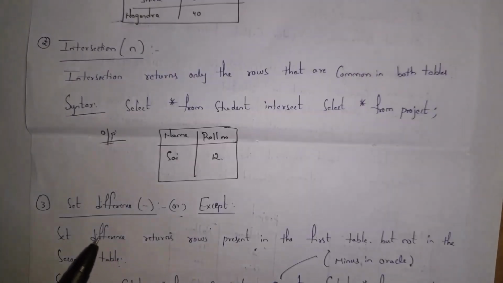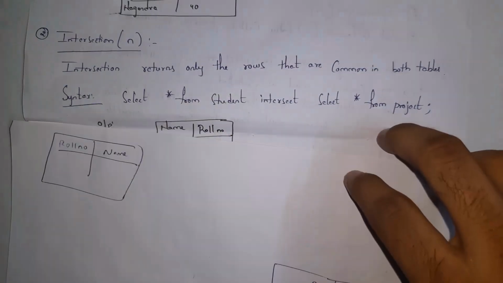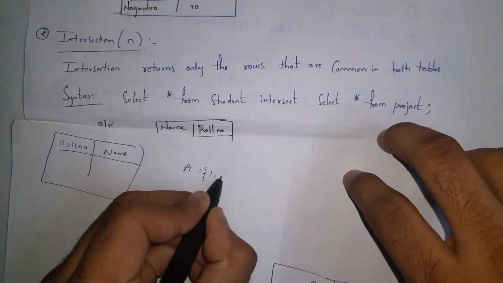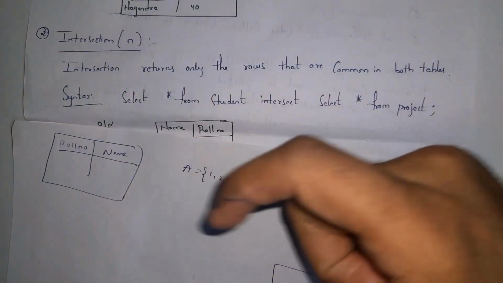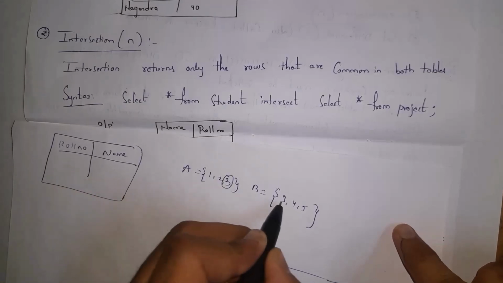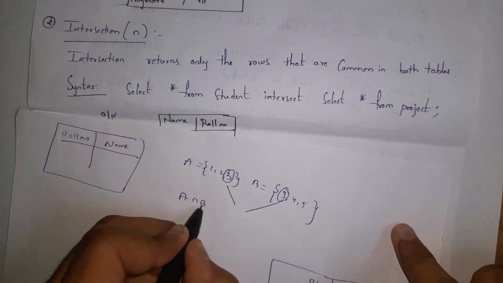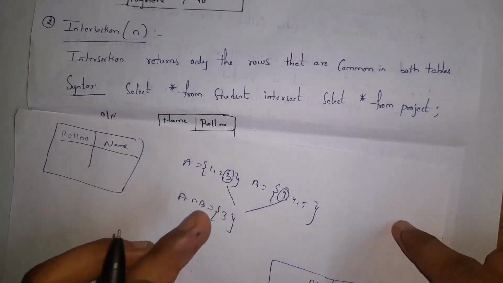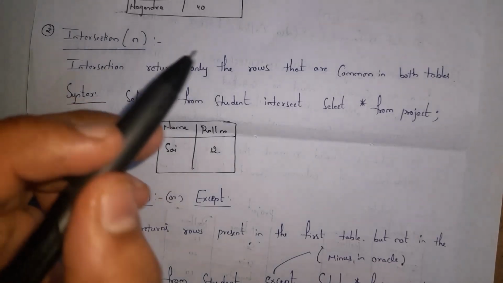And the second one is intersection. Intersection returns only the rows that are common in both tables. For example, set A contains 1, 2, 3 and set B contains 3, 4, 5. Whereas union will combine all rows and a new table is created, if you consider intersection, it will select only similar rows, nothing but similar values. So in A there is 3 and in B there is 3. This is the common value. So the output A intersection B equals 3. So only the common value is selected from both sets. So intersection returns only the rows that are common in both tables.